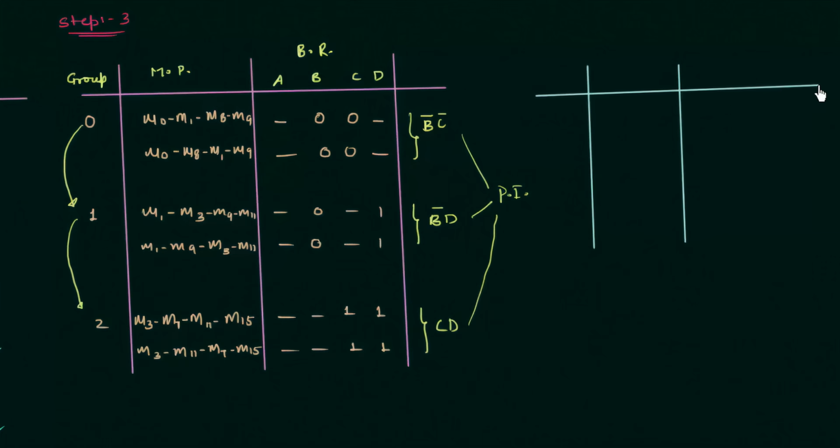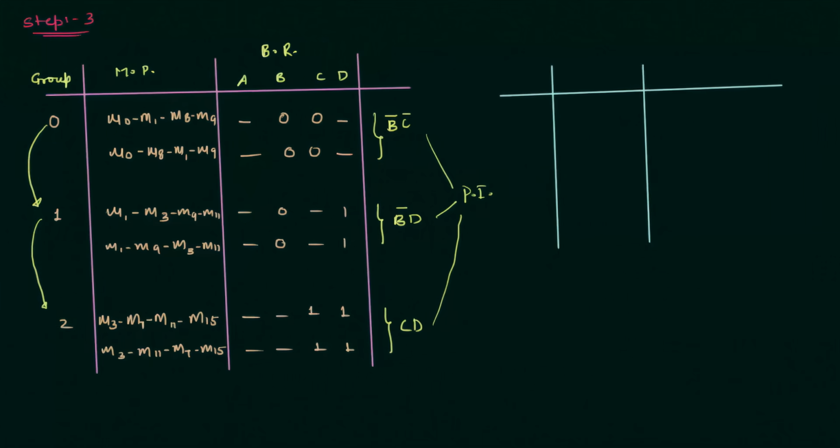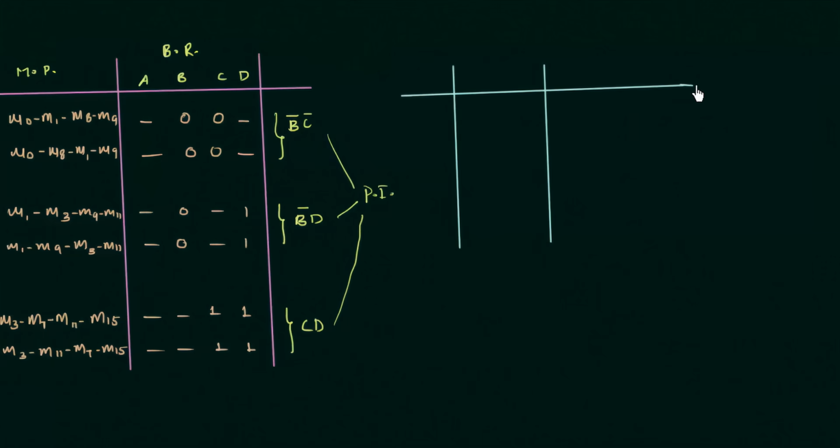Okay, we need more space for this prime implicant table. In the first column we are going to have the prime implicants. They are B complement C complement, B complement D, CD. We are making this table to find out the essential prime implicants. These three are the prime implicants but not all essential, and the minimized function will only have the essential prime implicants. So this table will help us to get the essential prime implicants.